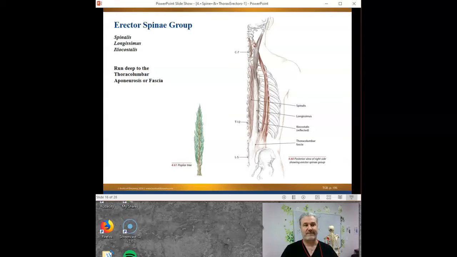The erector spinae group. What makes it up? What three muscles are in it? The longissimus, iliocostalis, and the spinalis. Thank you, sir. That's absolutely fine.